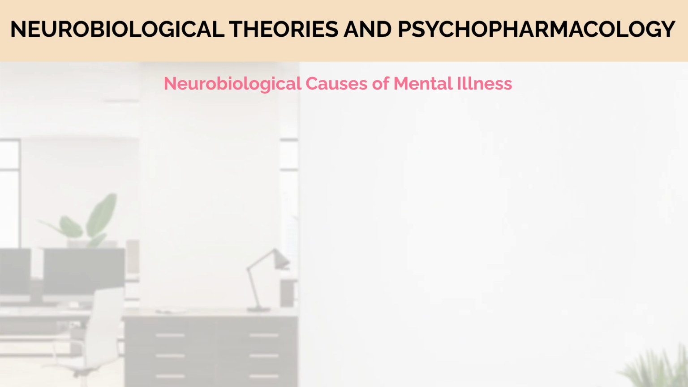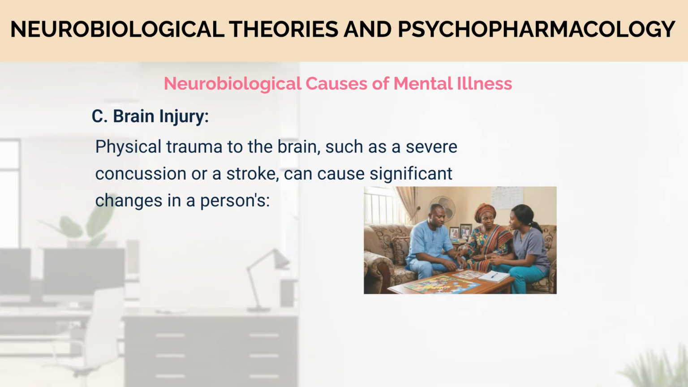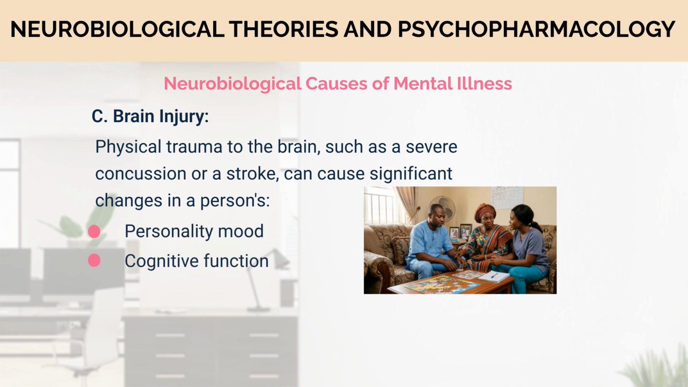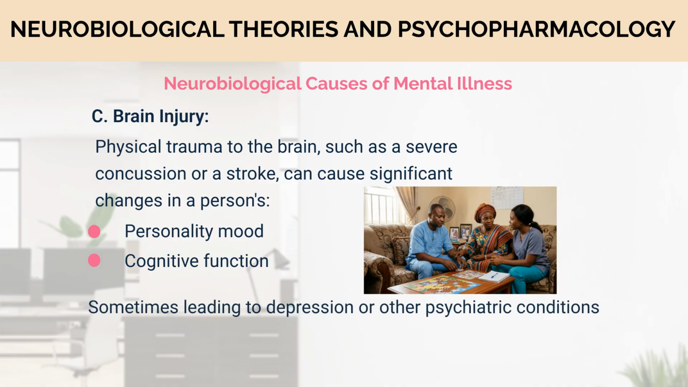Moving to the next factor, which is the brain injury. Physical trauma to the brain, such as a severe concussion or a stroke, can cause significant changes in a person's personality, mood, and cognitive function, sometimes leading to depression or other psychiatric conditions.